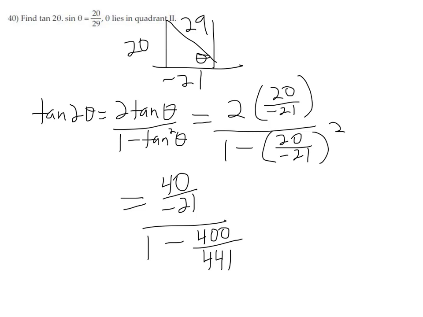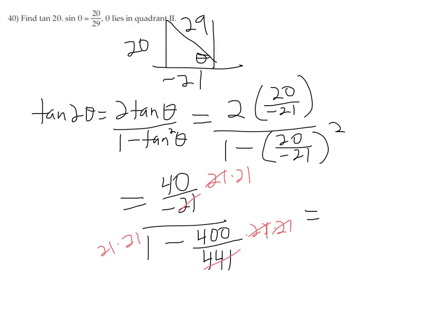Now to simplify this complex fraction, we could multiply by 21 everywhere. Two 21s. Why two 21s? So we can clear out the 441. I should have multiplied by 441, but it all works out. You can always correct yourself in the middle of an operation if you need to.